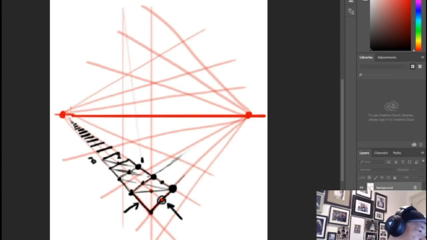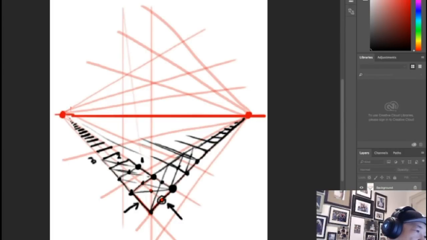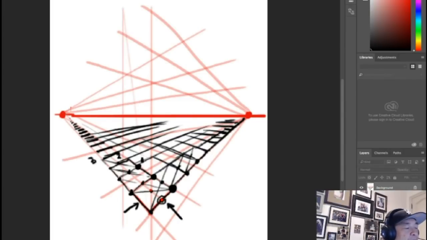So the half point here, you would measure that out. And you basically do it in every stack. And that's how you do a tile floor.